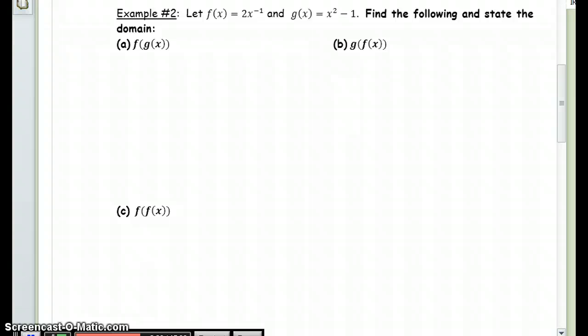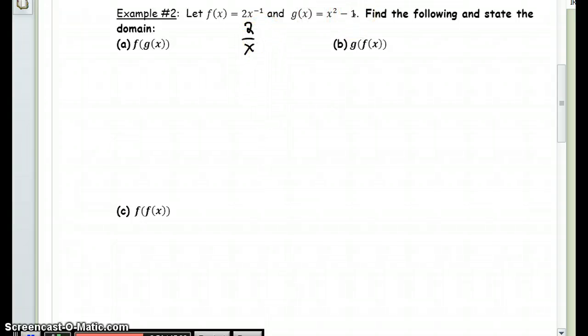Right, now example 2, we're going to let f of x equal 2x to the -1, g of x equal x squared minus 1. Find the following and state the domain. Now here we're going to do composition of functions. But I'm going to rewrite this again because I like to write this in an easier form. I'm going to write this as 2 over x. All right, I'm going to bring the x down and make the exponent on that a positive 1.